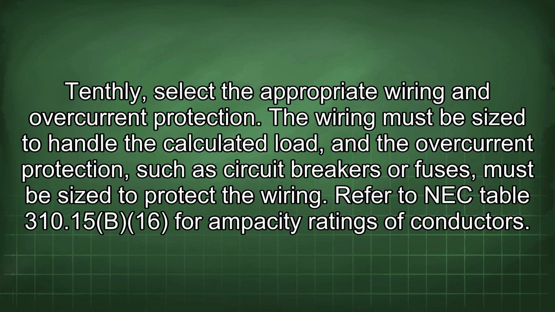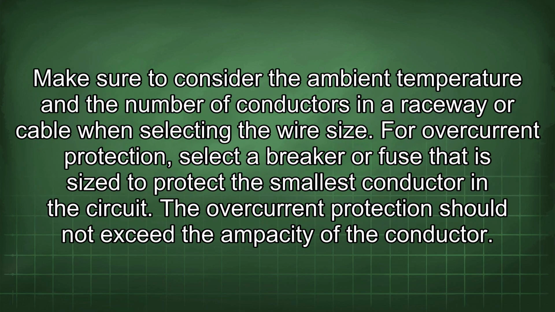Tenthly, select the appropriate wiring and overcurrent protection. The wiring must be sized to handle the calculated load, and the overcurrent protection, such as circuit breakers or fuses, must be sized to protect the wiring. Refer to NEC Table 310.15(B)(16) for ampacity ratings of conductors. Make sure to consider the ambient temperature and the number of conductors in a raceway or cable when selecting the wire size. For overcurrent protection, select a breaker or fuse that is sized to protect the smallest conductor in the circuit. The overcurrent protection should not exceed the ampacity of the conductor.